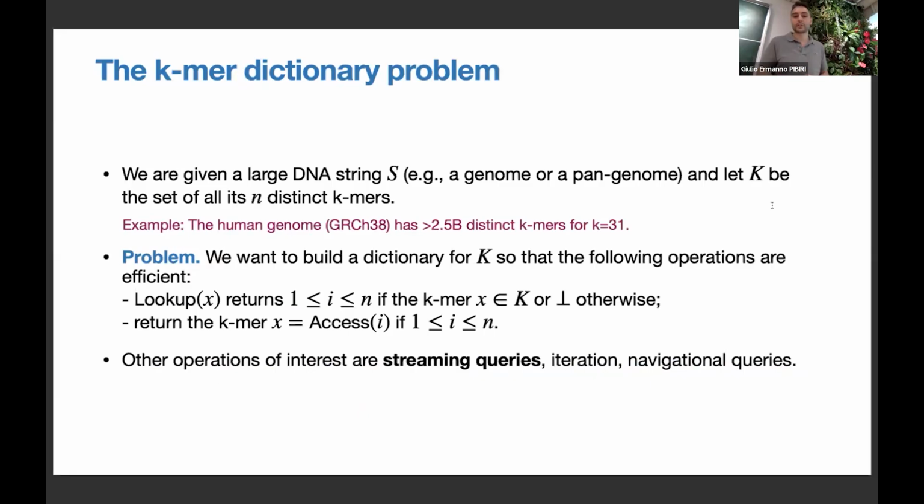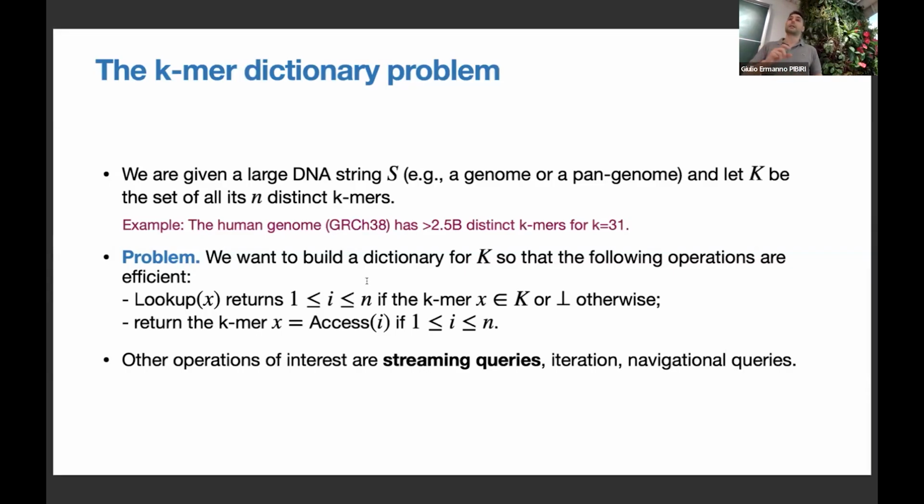So an XSET data structure that supports these two operations: lookup and access, which are the inverse of one another. Lookup takes as input a k-mer X and returns a unique handle, a unique identifier I between 1 and n, where n is the total number of k-mers stored in my dictionary. And if the k-mer X does not appear in my dictionary, then I return an invalid identifier, something like a null identifier.